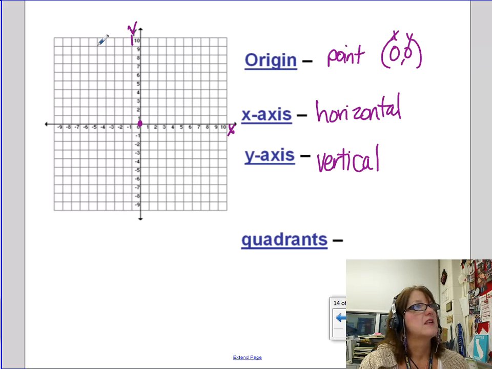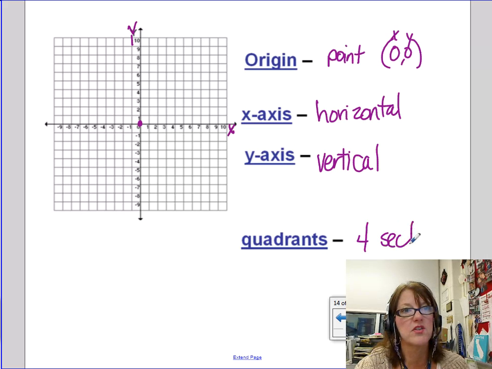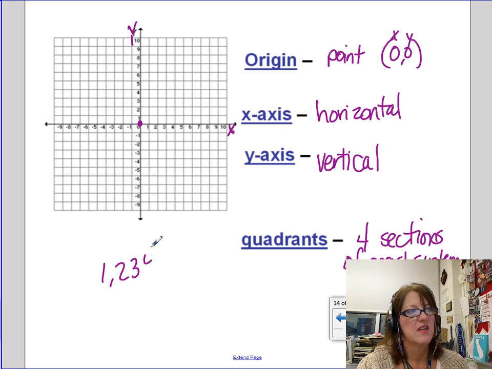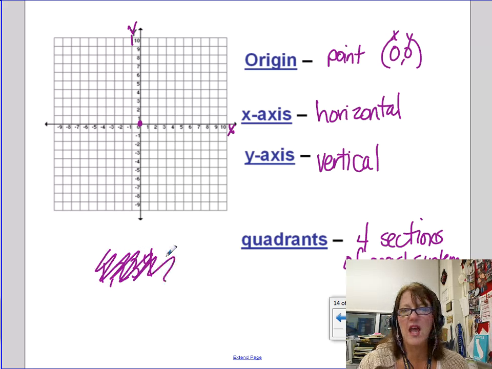Now, that makes 4 different sections in your coordinate grid called quadrants. These are the 4 sections of the coordinate system, and here's how we denote them. Rather than using Arabic numbers 1, 2, 3, 4 like this, we don't do that because we don't want to mix that up with perhaps one of the coordinates. So we use Roman numerals I, II, III, IV.